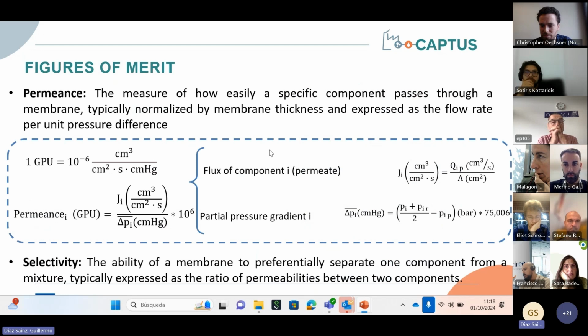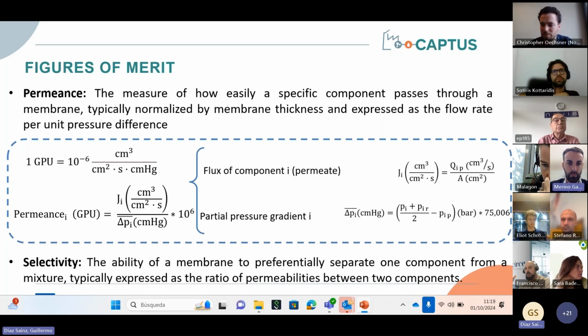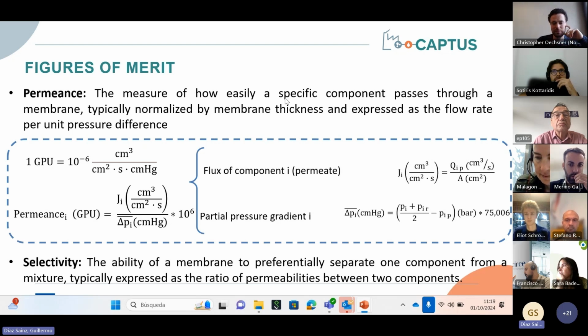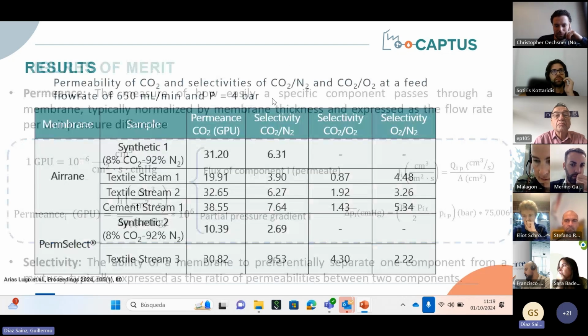As we saw in the slides at the beginning, the most important typical figures of merit in this field are the permeance, that is the measure of how easily a specific component passes through a membrane, typically normalized by the membrane thickness and expressed as the flow rate per unit pressure difference. And the selectivity, which is the ability of a membrane to separate one component from a mixture, typically expressed as the ratio of permeabilities between the two components. So when we speak about membranes, we have to speak about the permeance or the permeability and the selectivity of a compound in comparison with a mixture.